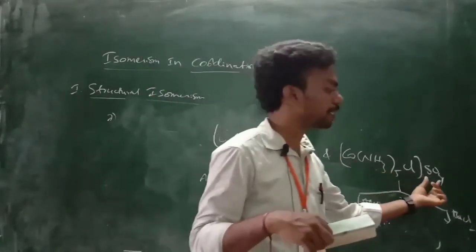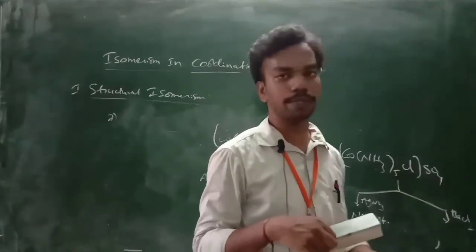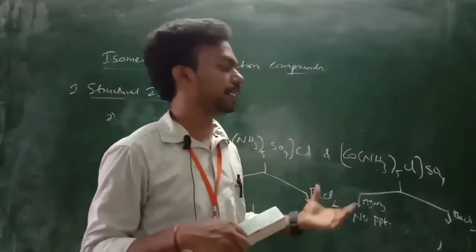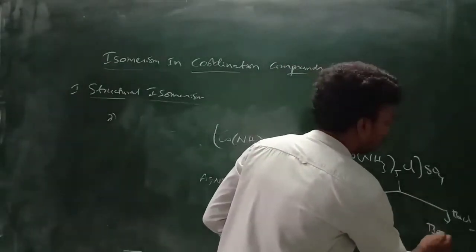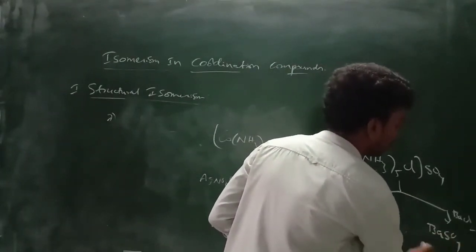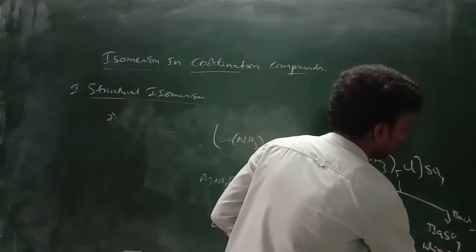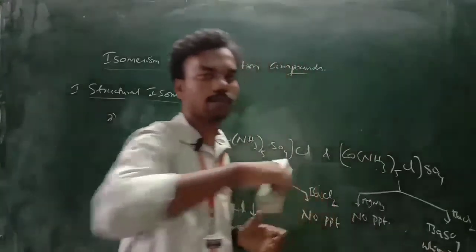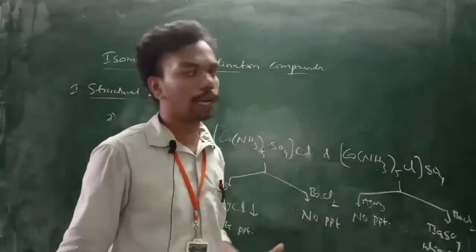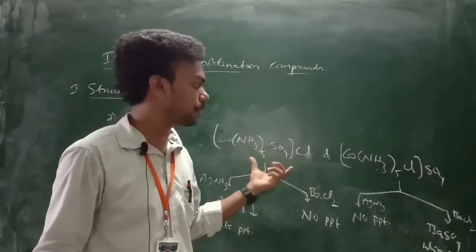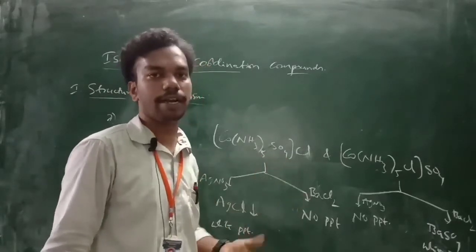But here the sulfate is present in the ionization sphere, so you are getting SO4 2- ions, which react with Ba2+ and form barium sulfate white precipitate. So these are the different properties of the ionization isomers. They have the same molecular formula, but they show different physical and chemical properties.